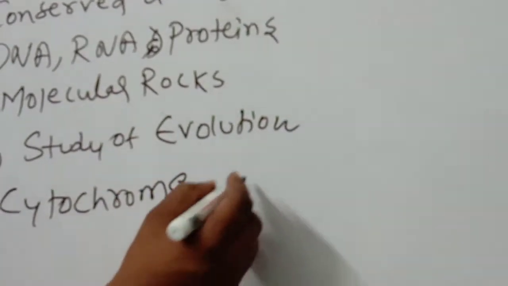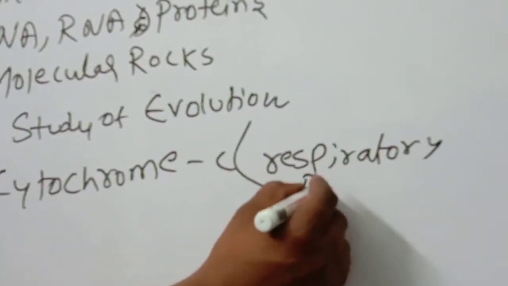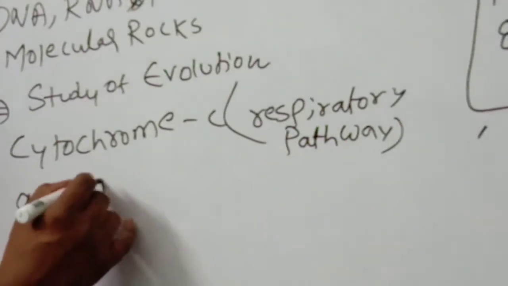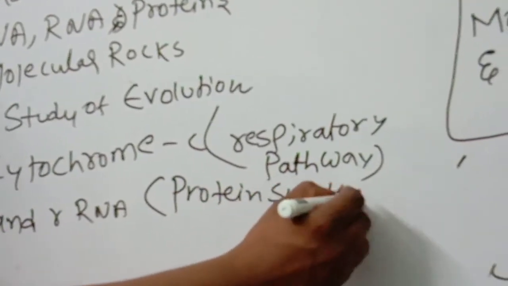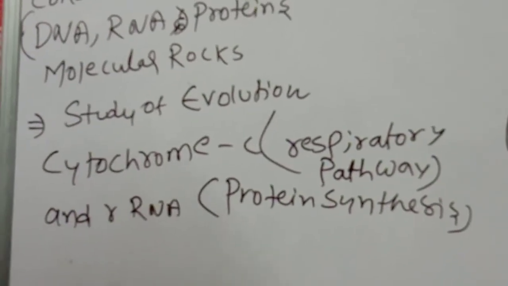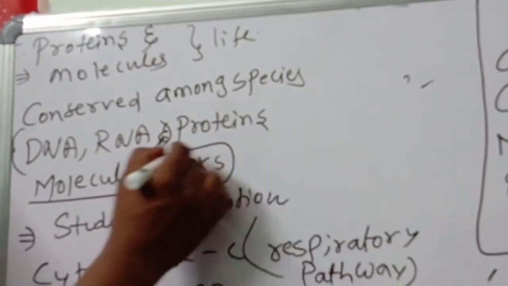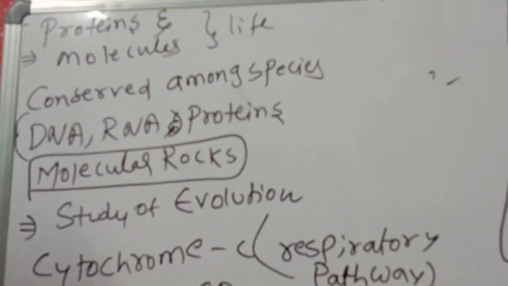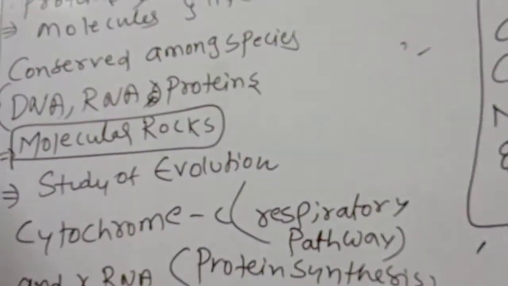Cytochrome C. It is part of the respiratory pathway. This is the point you should remember. And rRNA, which is helpful for protein synthesis. These are the two important things helpful as evidences for the study of evolution, using cytochrome C and rRNA. So DNA, RNA and proteins are called molecular rocks. How these molecules are transferred from one generation to another, the relationships, everything will be revealed. That's why DNA, RNA and proteins are called molecular rocks.